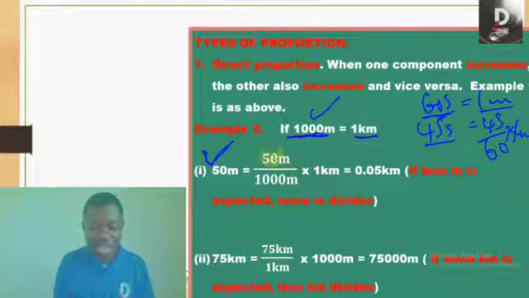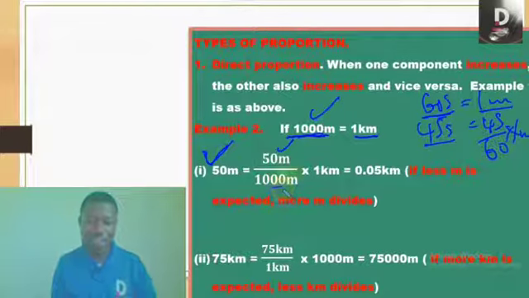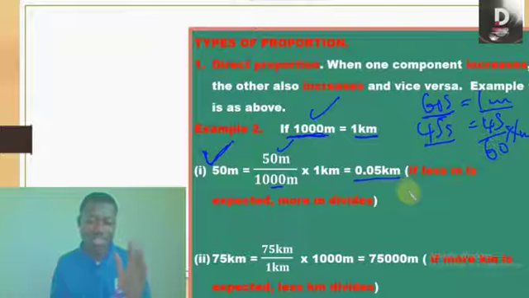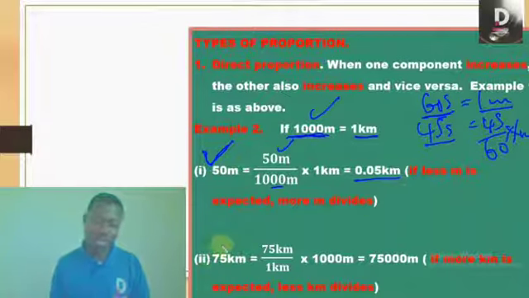Less. So if less, then the more of its kind will divide, meter over meter times 1 kilometer, and that produces the answer 0.05 kilometers. So this is the analysis you are expected to do. The example II is similar to that.